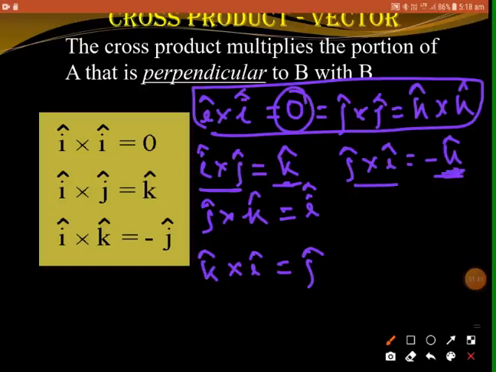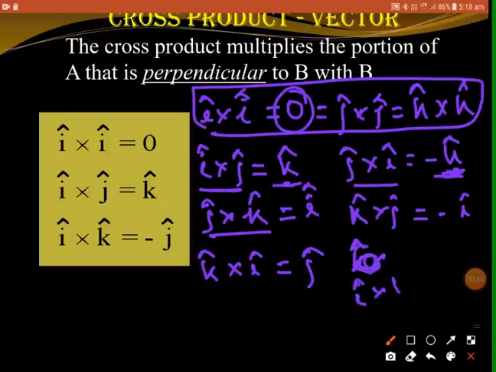Got it? Similar to here also, if you take k cross j cap from here, if you change the order, then this will be equal to minus i cap. Same thing here also. If you change the order, instead of this, it will be i cross k cap, then this will be equal to minus j cap, like this. Now I'm going to give you a mnemonic for this, but this one is already there. Cross product of the same unit vector with itself will give you a 0.